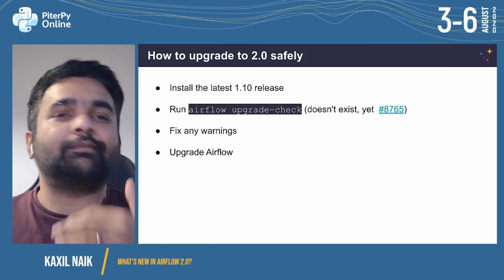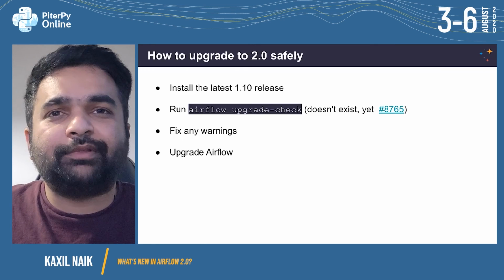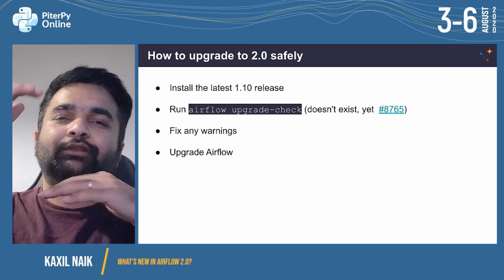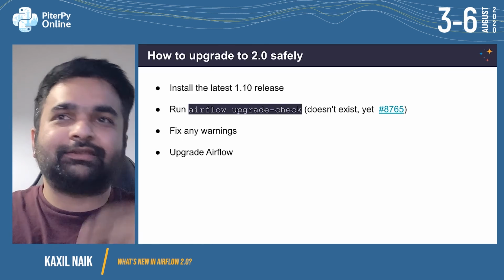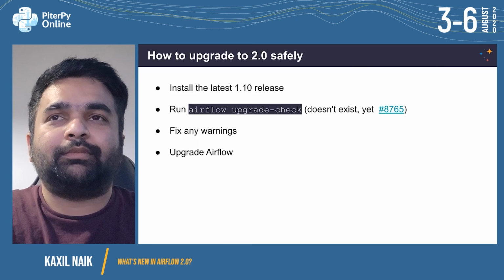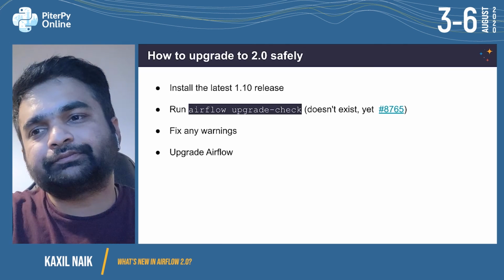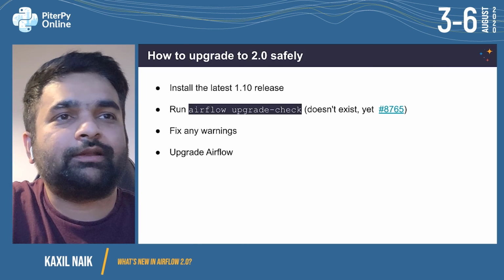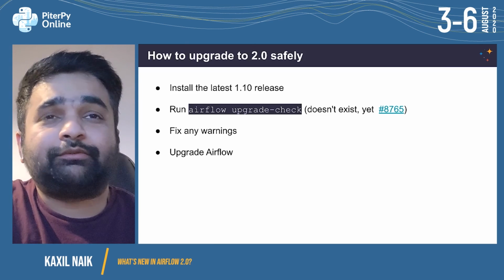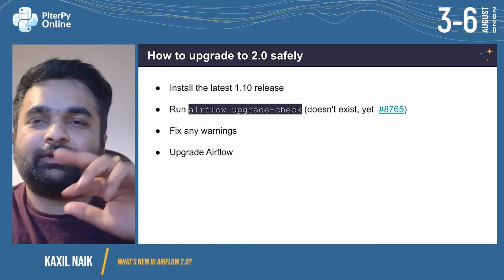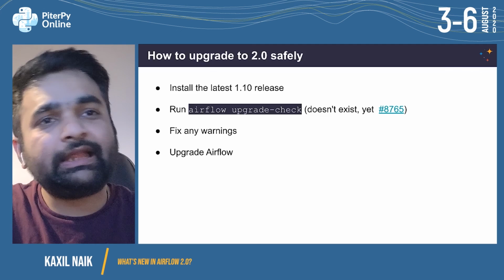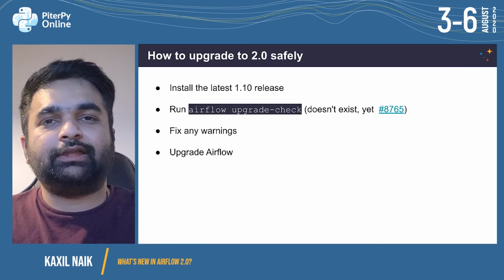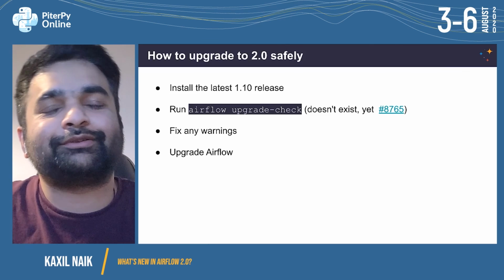We are planning to create some rules, like a Python 2-to-3 script, that would say, okay, you need to refactor this. If you say yes, it would refactor it automatically. But you will be able to see all the changes that the command will make. It would also show warnings if something is not automatically replaceable. In that case, you will have to fix it manually, and then of course upgrade Airflow.